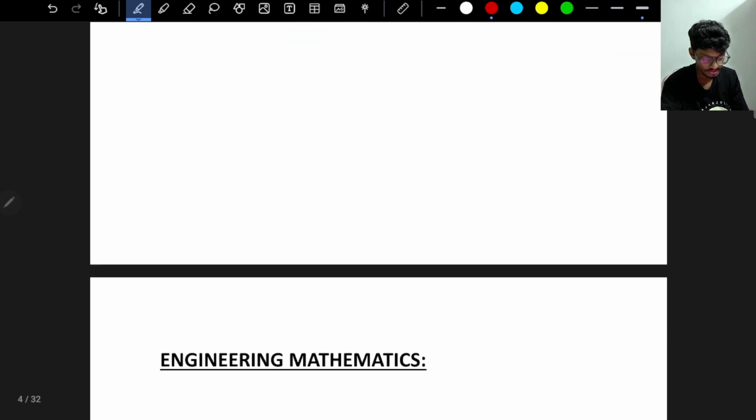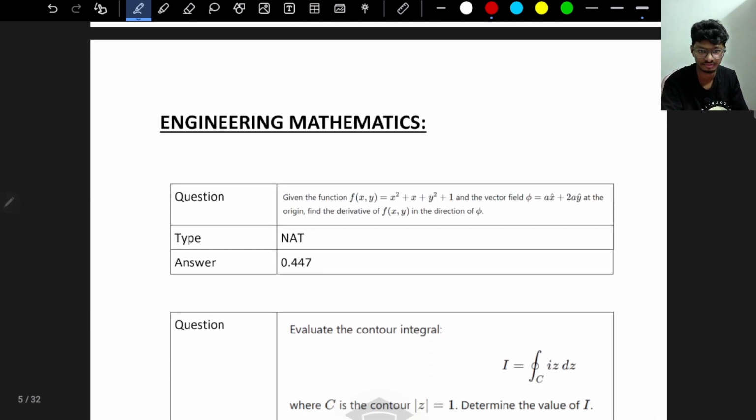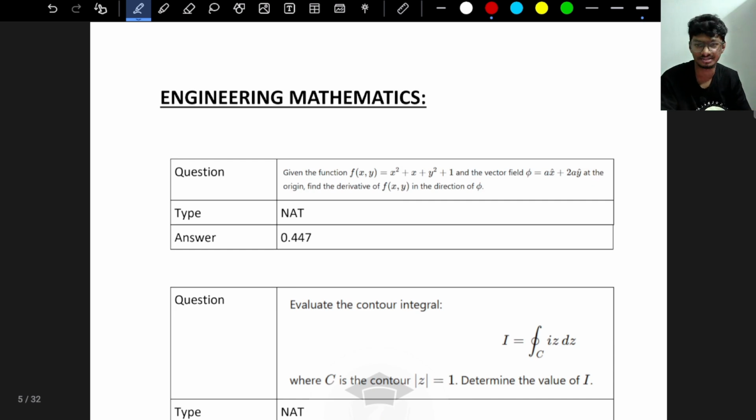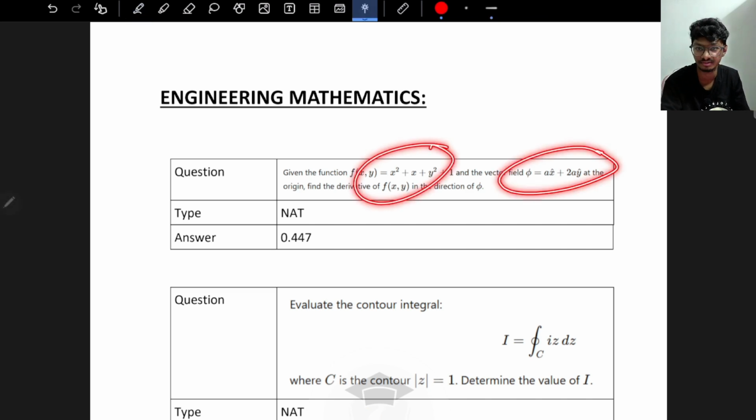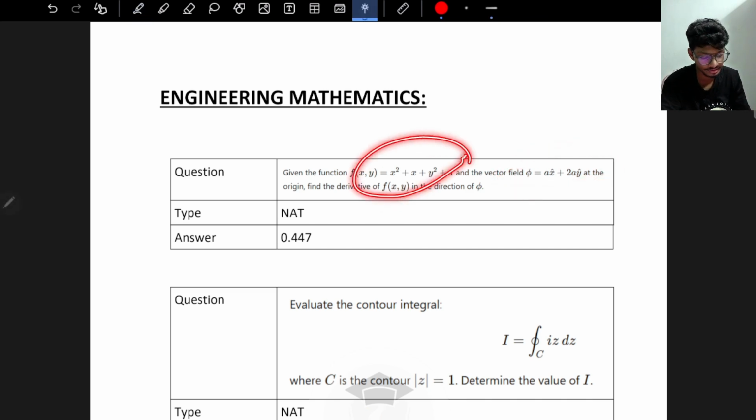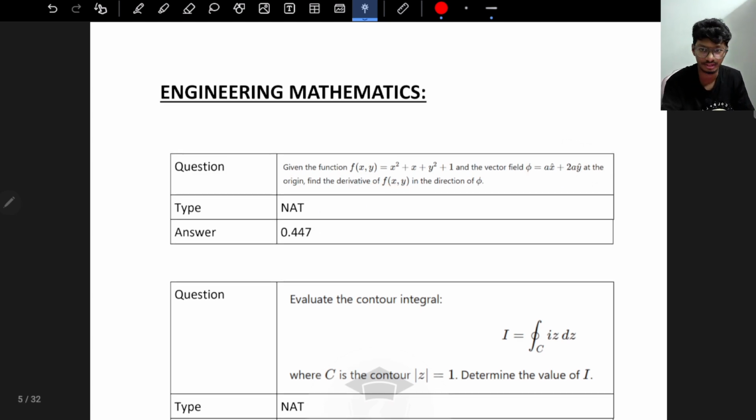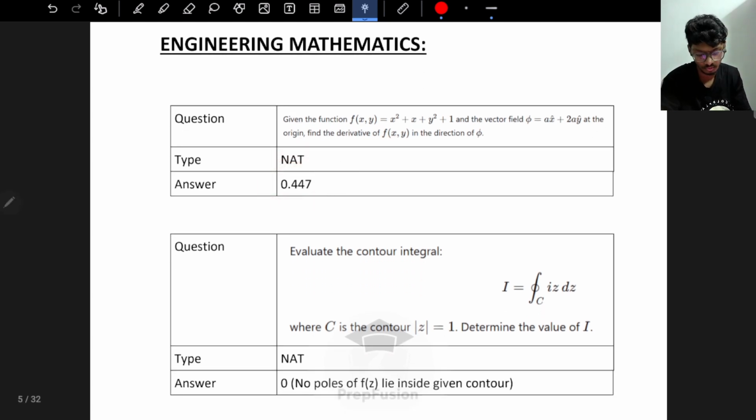Now I will come to engineering mathematics. This was the first question of engineering mathematics. You have to find the directional derivative, and this is a very standard, very basic question. The field is given, the direction is given. You have to find the gradient of this, then take a dot product with the unit vector. The unit vector will be (ax plus 2ay) divided by root 5, and then you take the dot product and reach the solution. Not that difficult, pretty simple and straightforward. Finally it will be 1 by root 5, which equals 0.447.